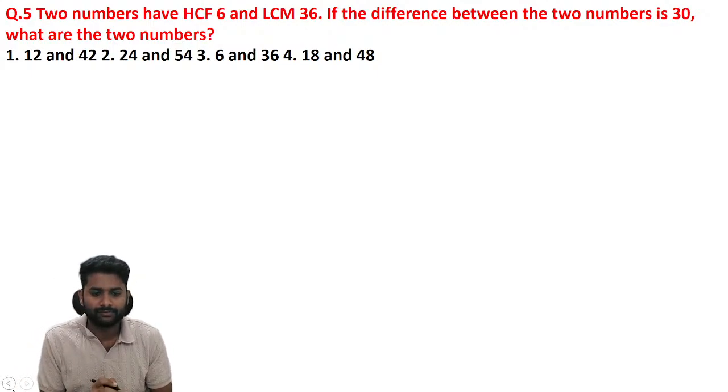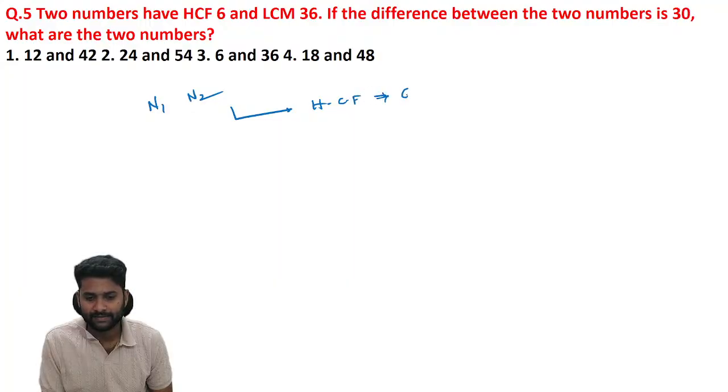Now see, there are two numbers. We don't know what those two numbers are, N1 and N2. If their H.C.F is 6 and L.C.M is 36, and the difference of the two numbers is 30, what about those two numbers? First of all, let us understand the concept.